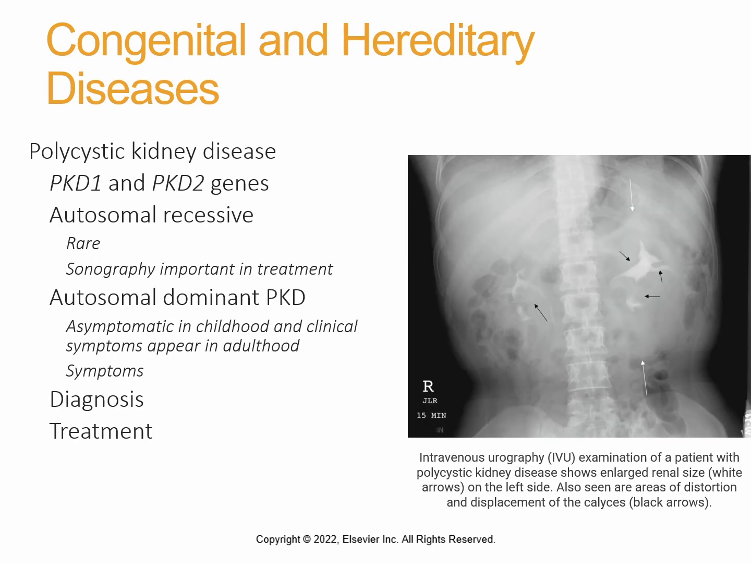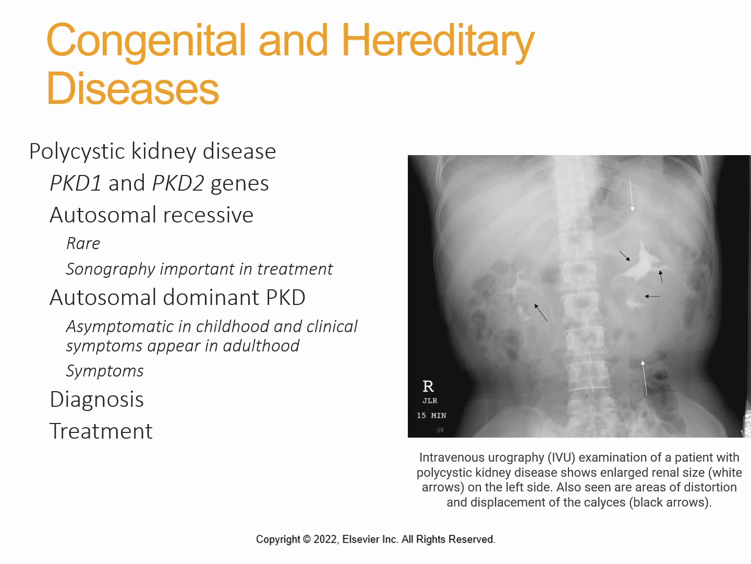Polycystic kidney disease is a disorder where cysts are scattered throughout one or both kidneys and occurs when there is a mutation of the PKD1 and PKD2 genes. These cysts alter the appearance of the kidney and may alter renal function. The appearance can be described as a bunch of grapes scattered throughout the kidney. It is a congenital familial kidney disorder that can be classified as either autosomal recessive or autosomal dominant.